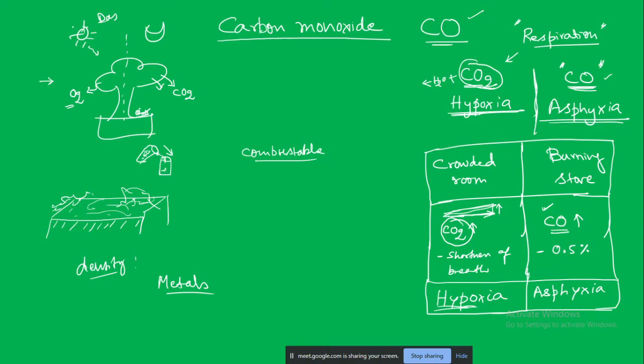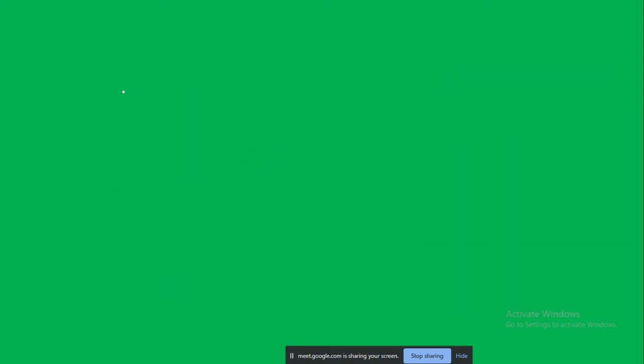So we will see the chemical properties of carbon dioxide. One question I want to ask, related to the property: as you said, 0.5% can kill a person. Then carbon dioxide is also dangerous for humans. What is the percentage of carbon dioxide at which a person can die?